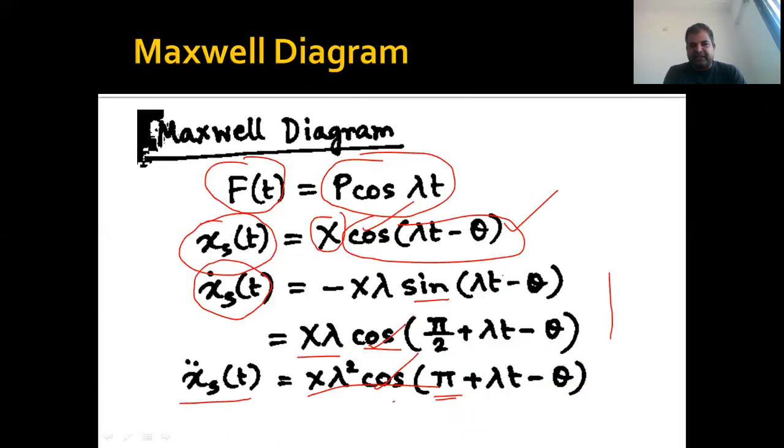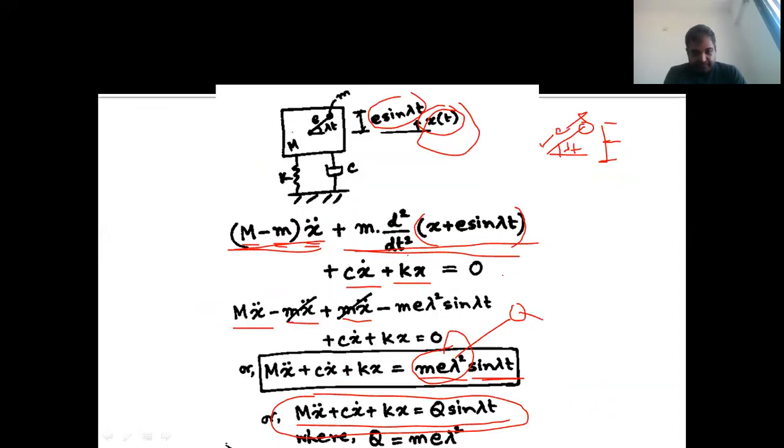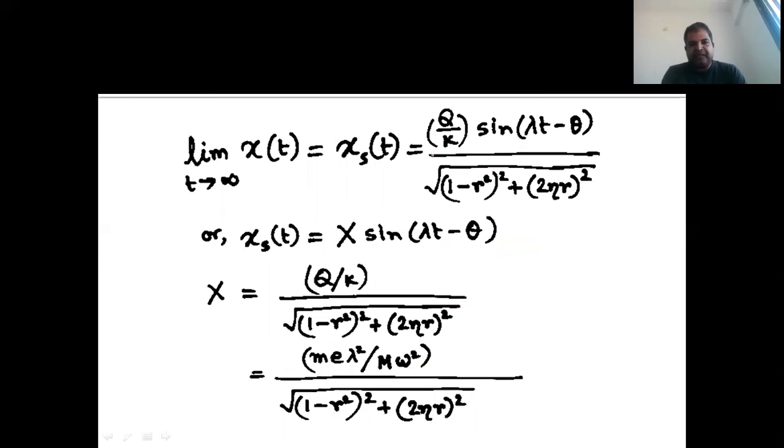So in this equation, you can do it in this way, and I'm writing directly this particular term. If you've been given an examination, you need to derive those steps up to this particular plotting of this curve, and then I'm going further. So which remains same. So x s of t, which is nothing but your equation, will be q by k sin lambda t minus theta upon under root of 1 minus r square whole square plus 2 eta r whole square.